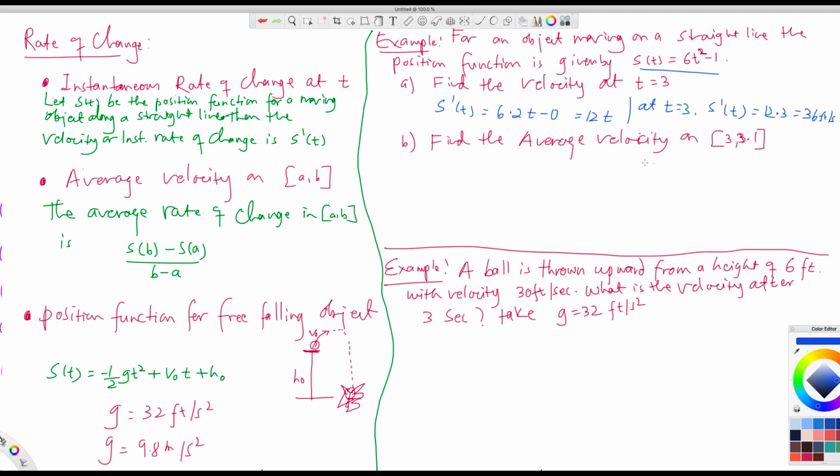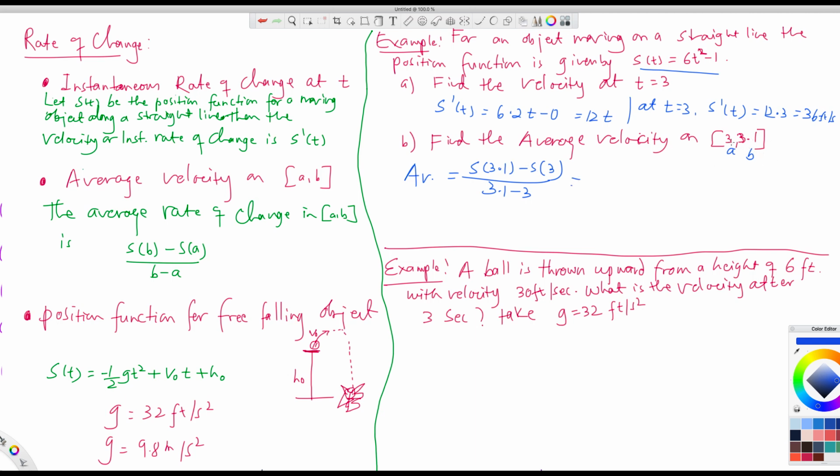Next, find the average velocity. So how do I find out the average velocity? The average velocity is equal to s at 3.1 minus s at 3, divided by 3.1 minus 3, because this is like A, this is like B, right? So you are trying to find the velocity in this tiny interval, 3 to 3.1.